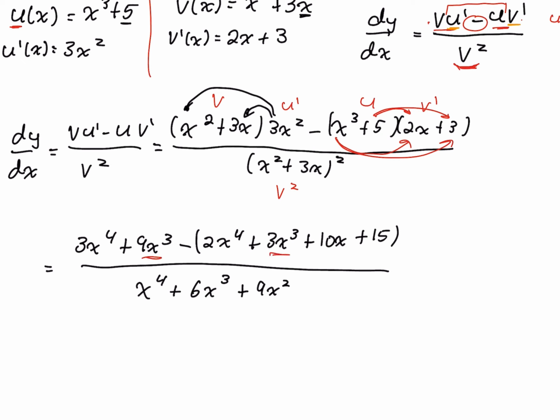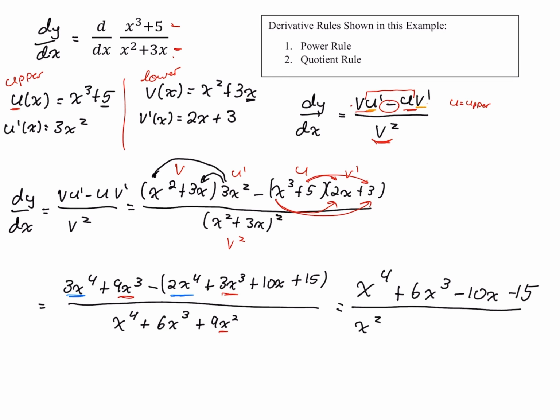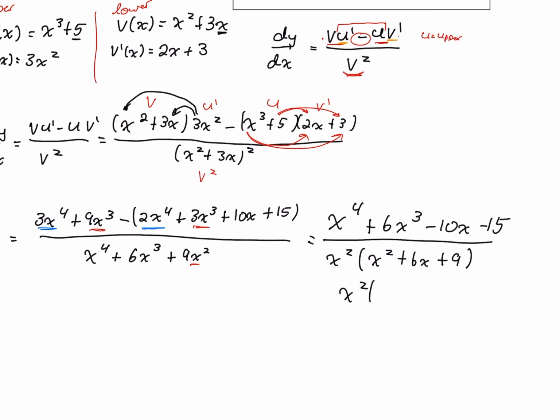And we can combine like terms in the top. So we have an x cubed and an x cubed, x to the fourth, x to the fourth. So when we distribute this out, we get x to the fourth plus 6x cubed minus 10x minus 15. And on the bottom here, we can actually factor out an x squared. So we'll get x squared times x squared plus 6x plus 9. And we can also further factor this down to x squared times x plus 3 squared.